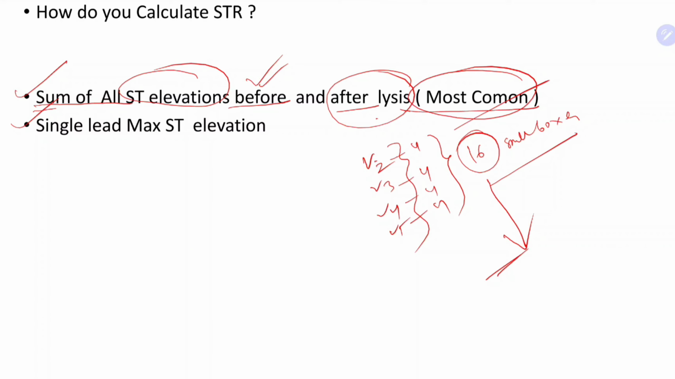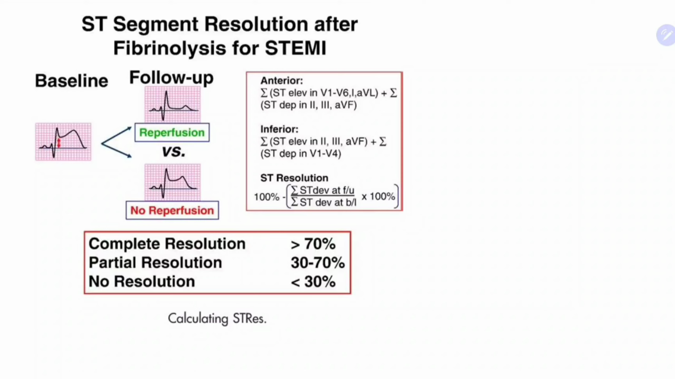The other method is to calculate a single lead which has the maximum ST segment elevation. Suppose in V2, V3, V4, V6 you are getting massive ST elevation like 5 small boxes in one lead; we consider this lead only. So we consider the single lead with maximum ST elevation. In this image, complete resolution is more than 70%, partial resolution is 30 to 70%, and less than 30% is none. This is how you measure.